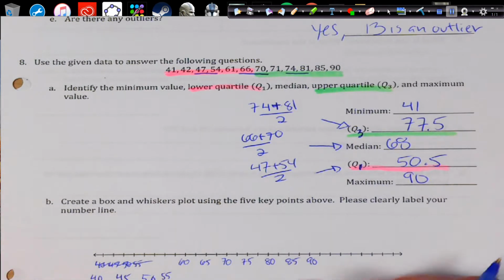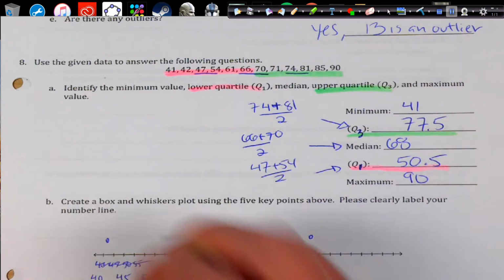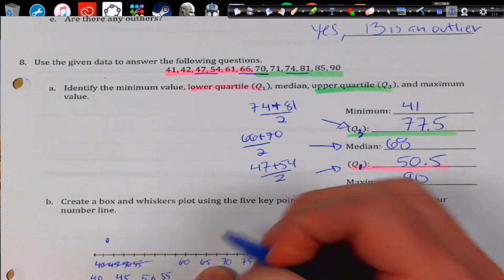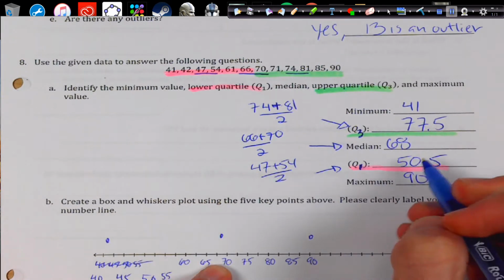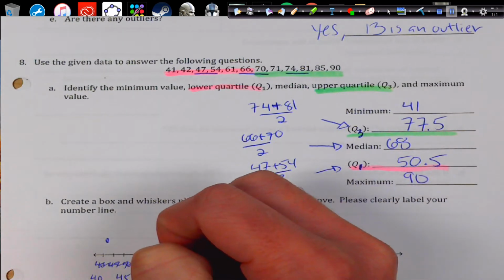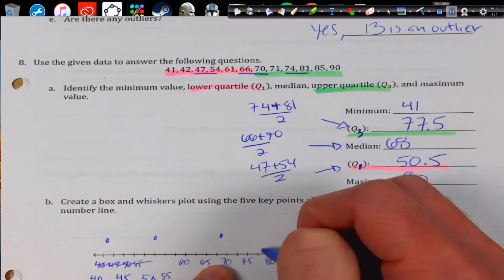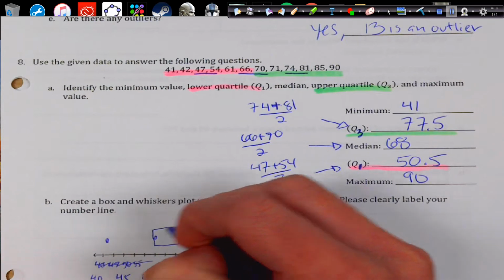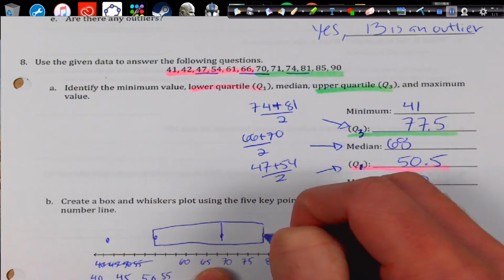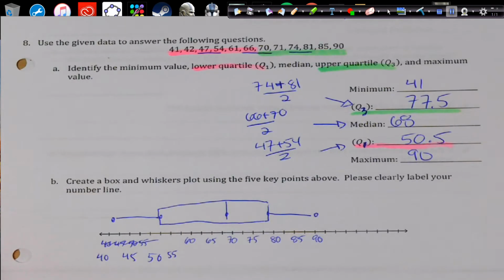Okay, so maximum is going to be at 90. Minimum is at 41. Our median is at 68, so that's going to be right about there. Our quartile 1 is at 50.5, that's right about there. And our upper quartile is 77.5, right about there. So we're going to put that box around the median and go out just like that. Okay, and then what an awful, awful looking picture, but heck, it does tell the story.